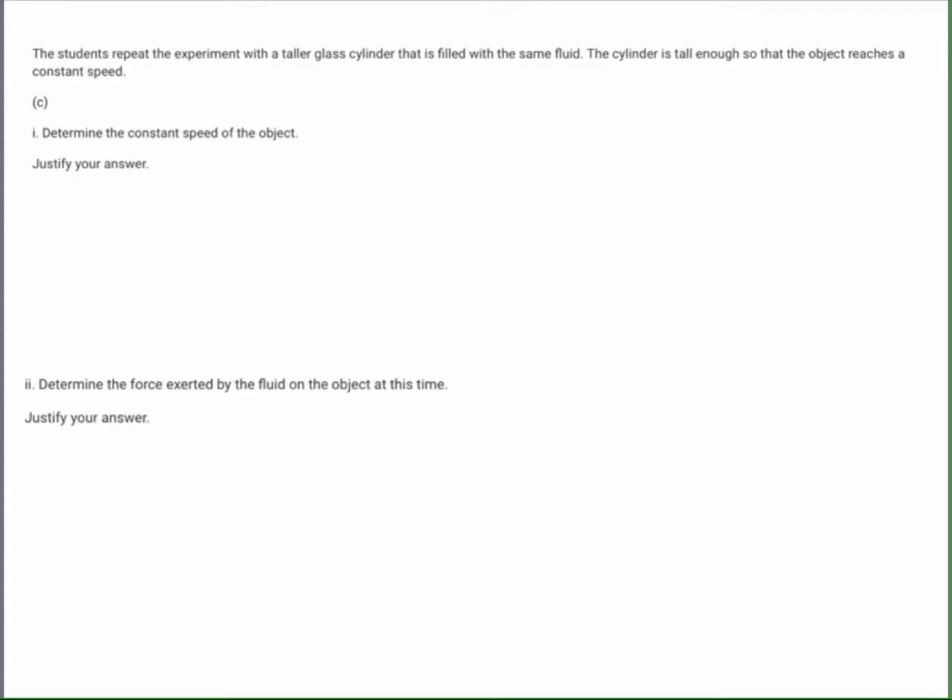Now, C1 says a student repeats the experiment with a taller glass cylinder that is filled with the same fluid. The cylinder is tall enough so that the object reaches a constant speed. So this is that terminal velocity we were talking about before. Determine the constant speed of the object. Well, there are different ways of doing this. The easiest way would be, we'll take v of t, which was the original a, I'm just distributing, minus a e to the negative bt.